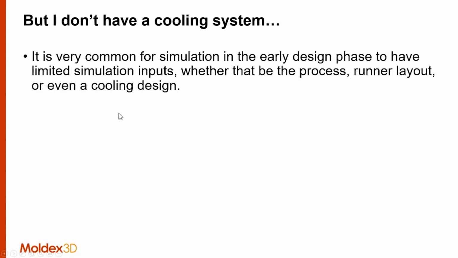It's actually very common for a simulation in the early design phase to have limited simulation inputs. The reason for that is simply because we're designing the part, and we don't necessarily have all of the information that we need to be able to simulate the cooling process. We can really only get the part, and maybe we can start experimenting with some gating locations, but even that sometimes isn't set in stone. So how do we run the simulation up front if we don't have that much information to start with?